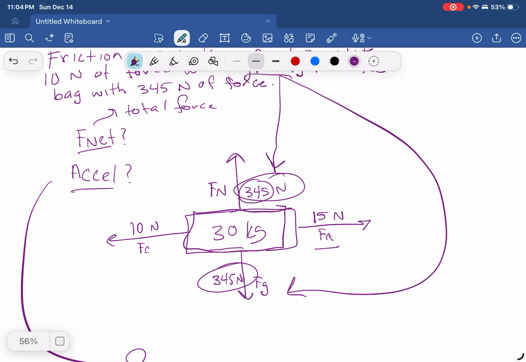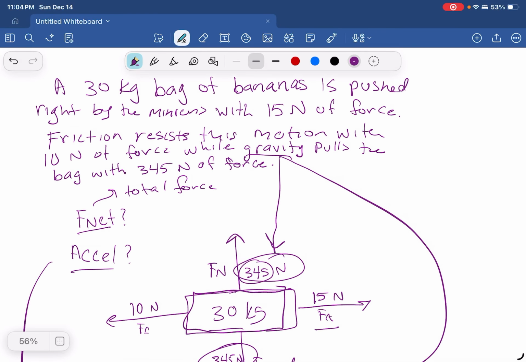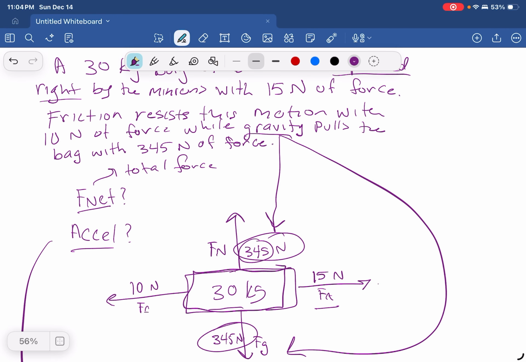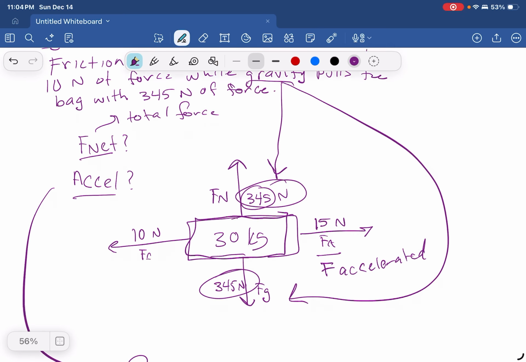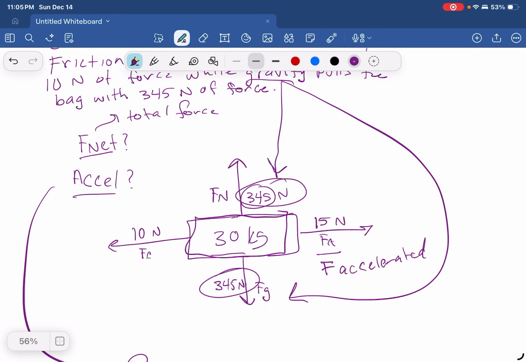So these two here: the 15 newtons is being pushed to the right, so the arrow on the right side has 15 newtons on it, so that's the amount of force that is being applied. That is why it's FA, and then FF is the friction that's being applied, so the 10 newtons of friction is here, because it's causing it to have less motion than this side. It's pulling on the bananas.